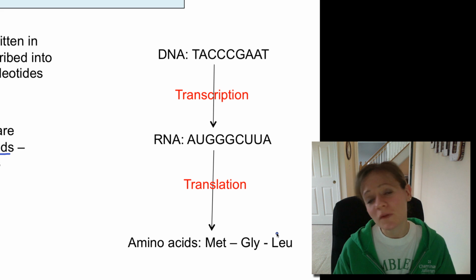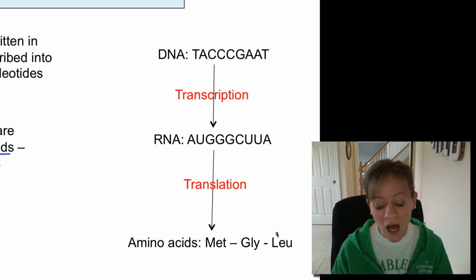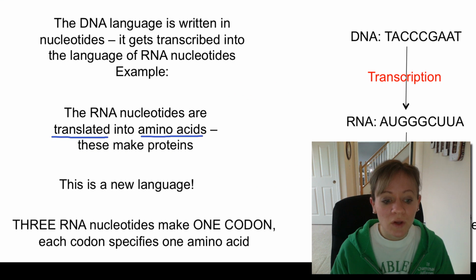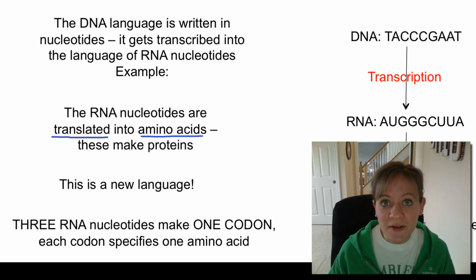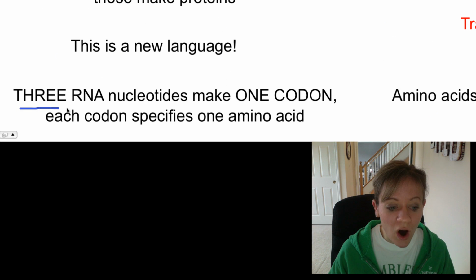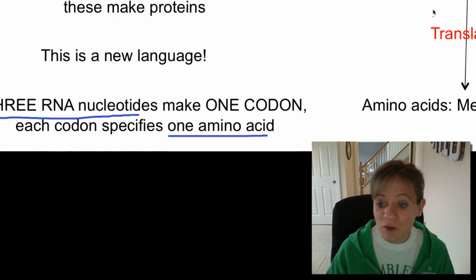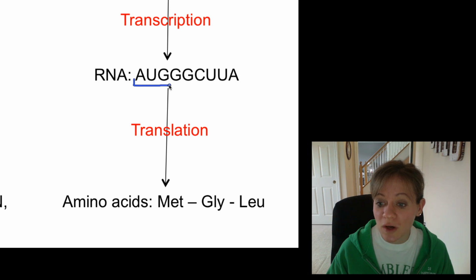Now, how did we know that those were the amino acids that were supposed to come from that RNA? Well, we know that because of something called a codon. Three RNA nucleotides make up one codon, and one codon specifies one amino acid. So let's go back over here, and I'm going to underline each codon.